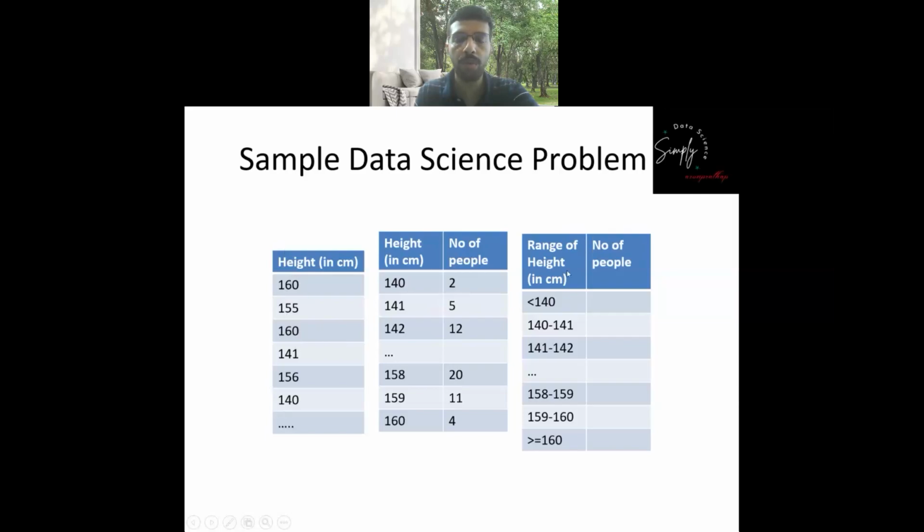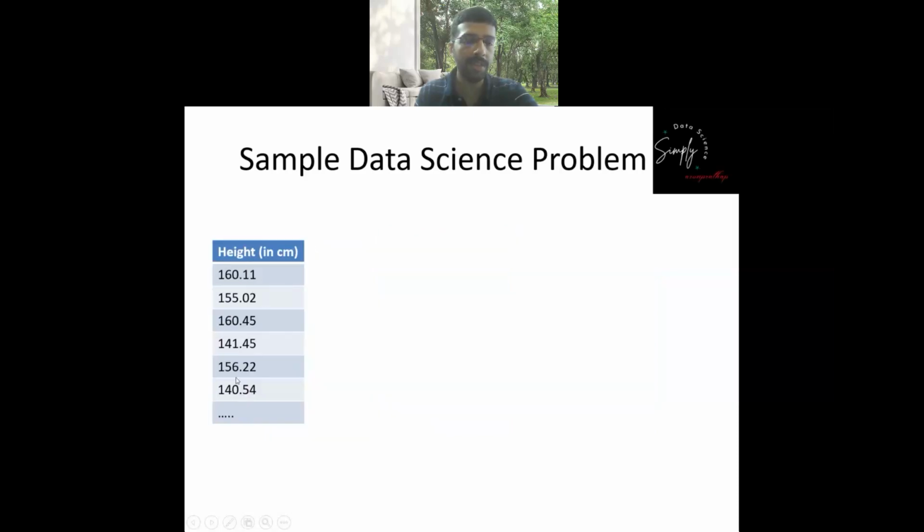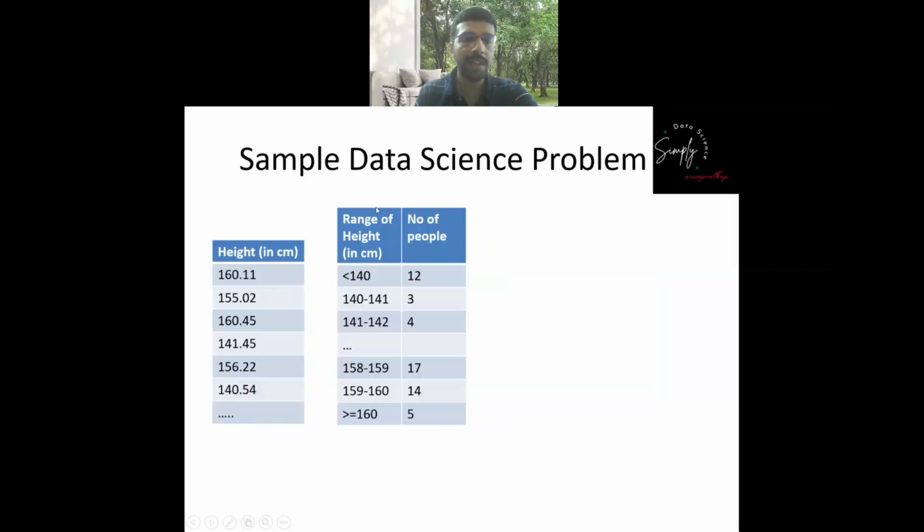So if I want to go for a range-wise segregation of my data, my original data is incomplete, or I cannot represent my typical data science problem using this data. So as we saw in the data science methodology, I will again go back to the data collection point and I will try to generate the data for people with decimal places. Once I do that, I can segregate it in range terms.